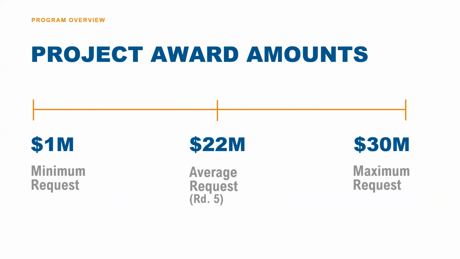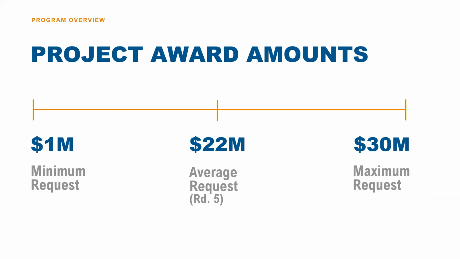Okay, now let's review award amounts. The maximum request for an ASIC application in round five, which is the round that just passed, was $30 million. You'll note that this was a significant increase from what was allowed in round four, which was $20 million per ASIC application. You must request at least $1 million to apply to ASIC.